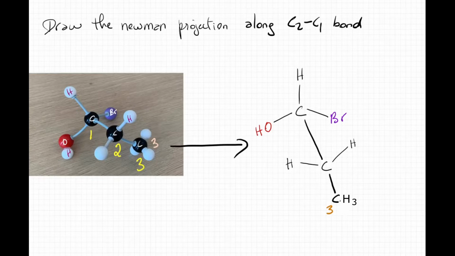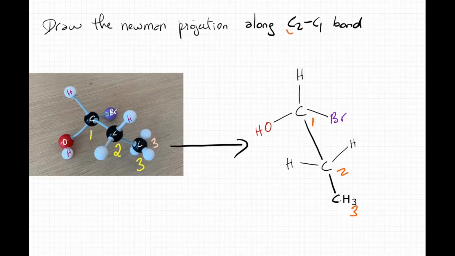Okay, so here I numbered the carbons. Again, on the right, I put the same structure that is more familiar to what you should see in a book, right? So 1, 2, and 3, carbon 3. I already put the 3. The same thing. Okay, so the professor is asking us to look along the C2, C1 bond.